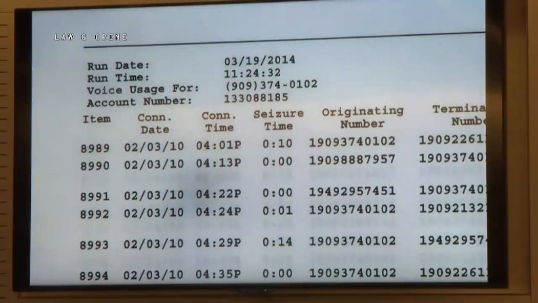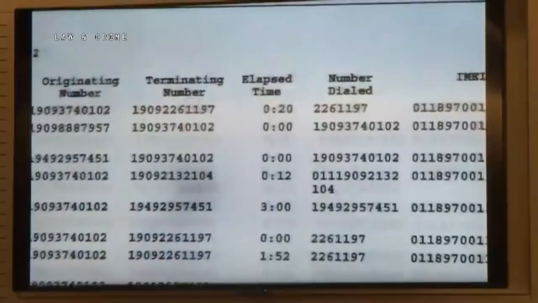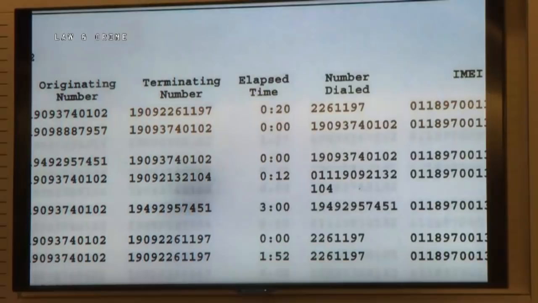And then the next column over is the originating number, and that's the phone number that initiated the phone call. The next column over is the terminating number. That tells you where that call ended, or who received that phone call. The elapsed time is what we often refer to as talk time. That's the amount of time that, if people actually spoke, or at least I should say that the line was open between the two phones.